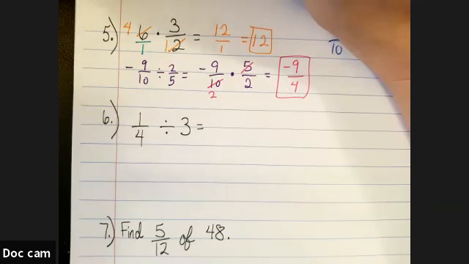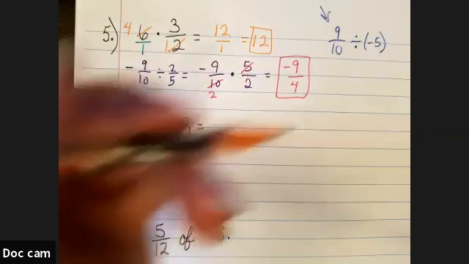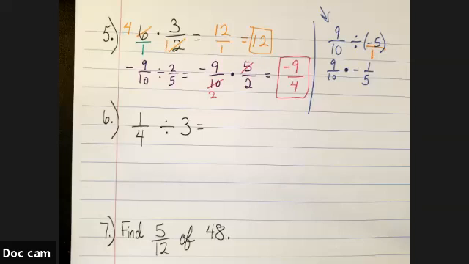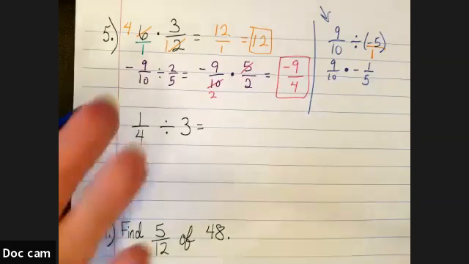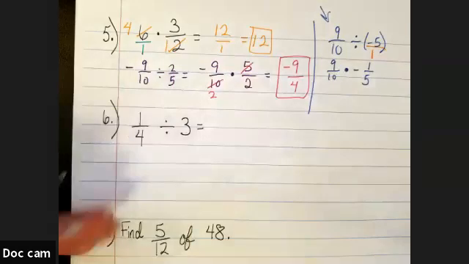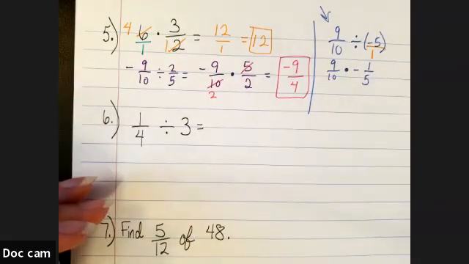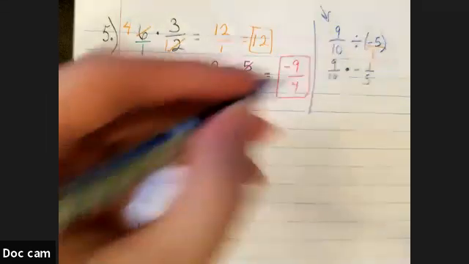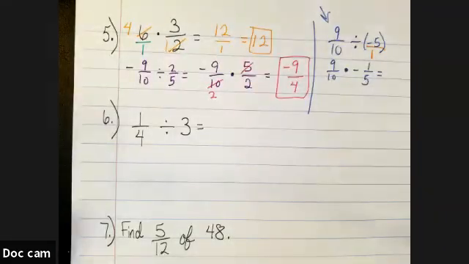All right, so negative 5 is going to be the same thing as negative 5/1. And then you would flip that second fraction. So it would end up being 9/10 multiplied by negative 1/5. And again, it doesn't really matter where you put the negative sign. It's just a negative 1/5. Typically, we don't put the negative sign on the denominator, either out in front like this or with the numerator.